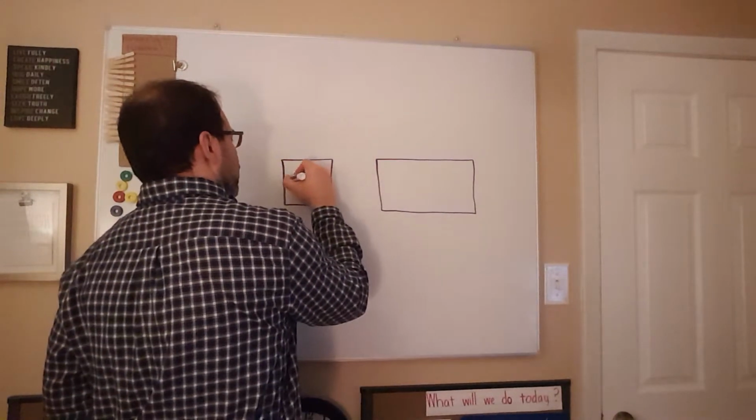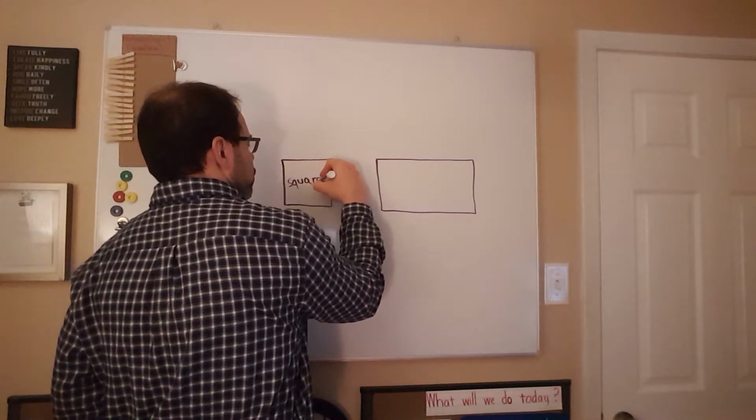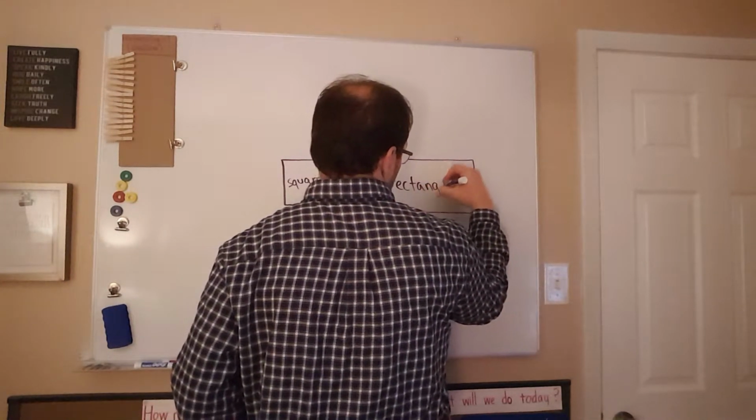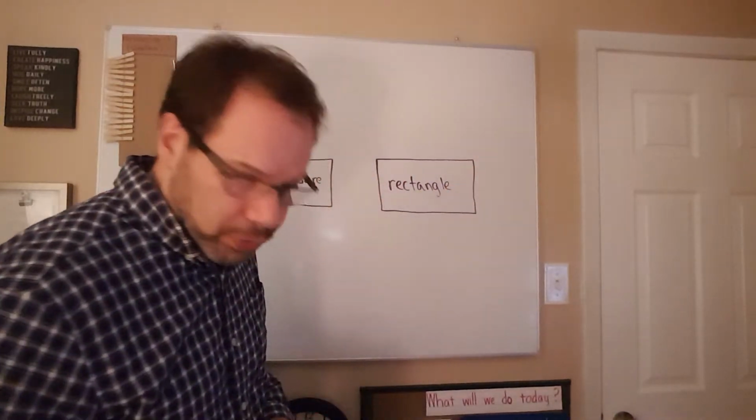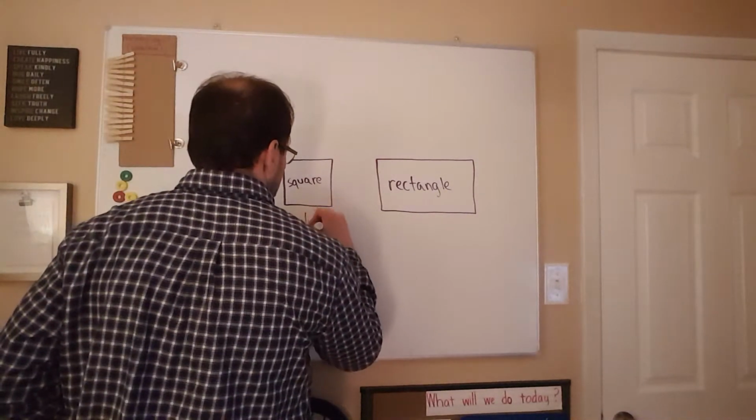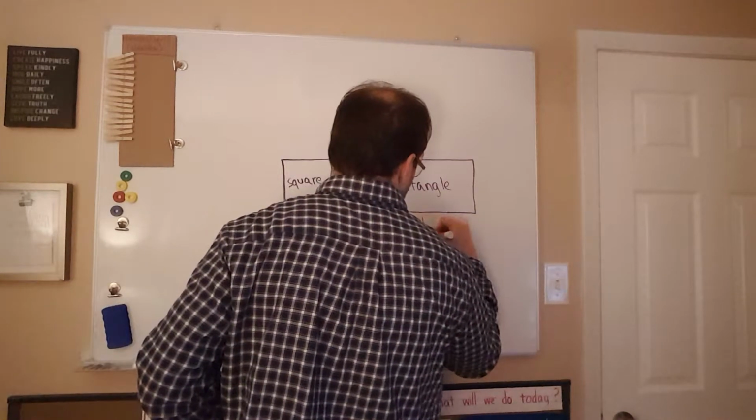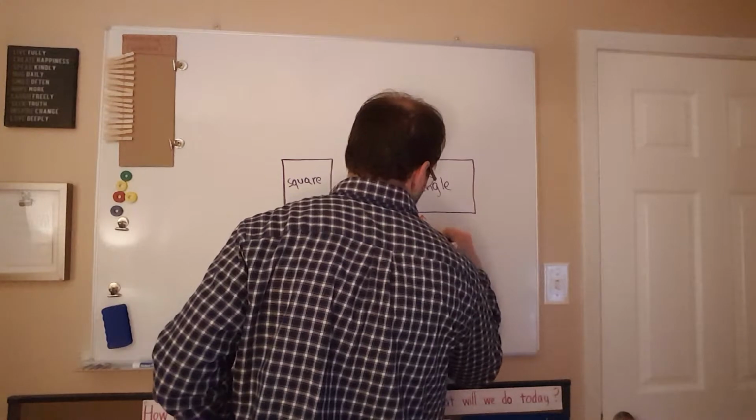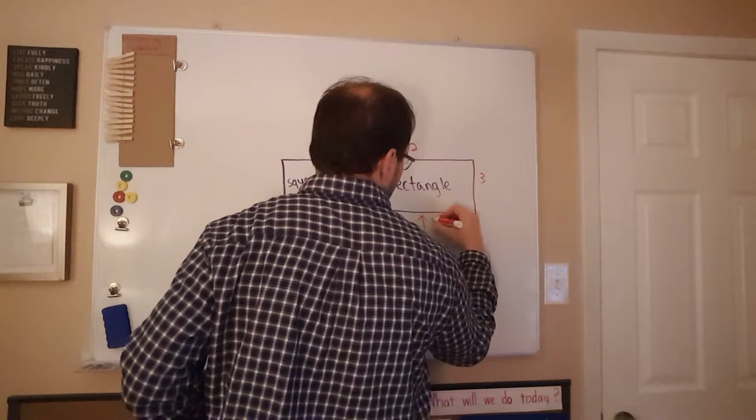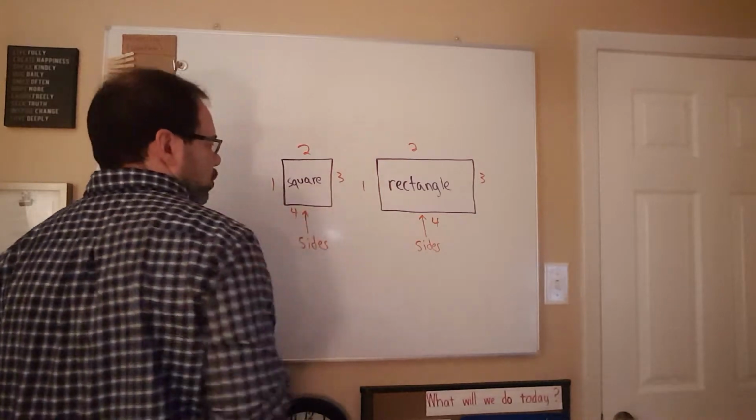Okay, so square, S-Q-U-A-R-E, and rectangle. All right, so we just went over what these are called. These are called the sides. Okay, and they both have 4 sides. 1, 2, 3, 4. 1, 2, 3, 4.